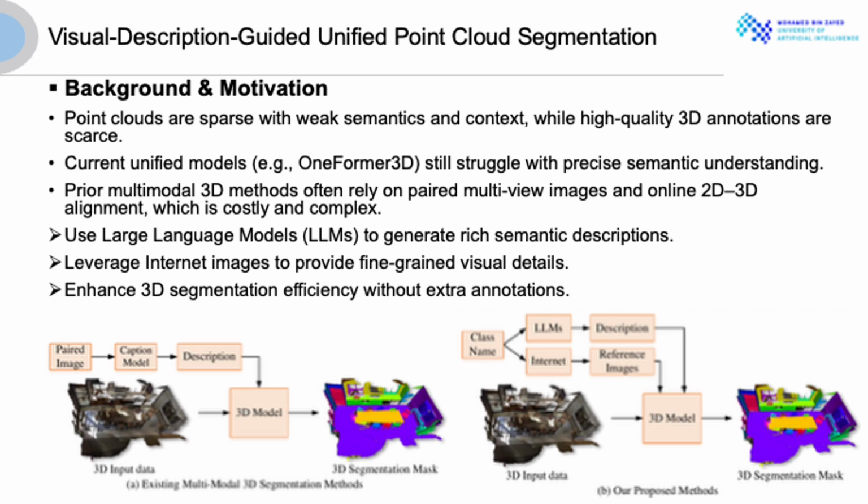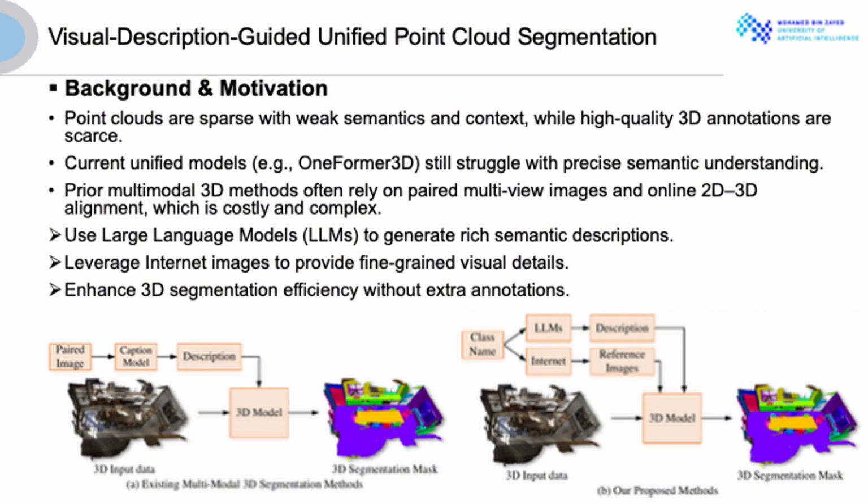Although these previous methods have made great progress, they still face several common challenges. First, point clouds are inherently sparse and lack semantic and contextual information. High-quality 3D annotations are also limited, which greatly constrains model training. Second, even unified models like OneFormer3D still struggle with fine-grained semantic understanding, making it hard to capture rich scene semantics. Moreover, existing multimodal 3D methods often rely on paired multi-view images and online 2D-3D alignment, which are costly and complex to implement. To address these issues, we propose a new idea.